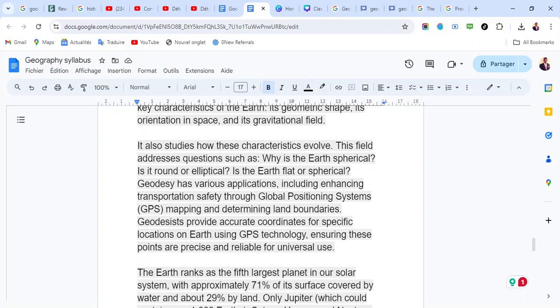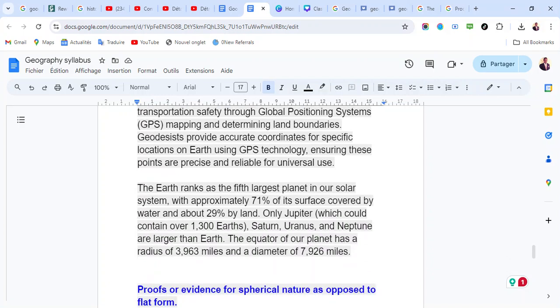So as you can see here, it says the Earth ranks as the fifth largest planet in our solar system, with approximately 71% of its surface covered by water and about 29% by land. So all what we see around us is 71%. This is also important when they come for your exams, your test. They may ask you what is the percentage that the earth is covered with water, and what is the percentage of land?